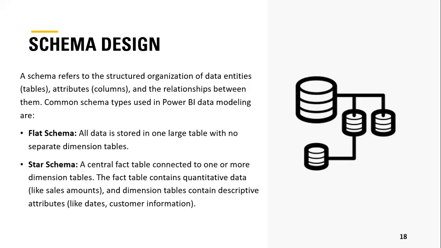The next one is the star schema. In a star schema, you have a central fact table connected to one or more dimension tables. The fact table contains quantitative data. When we're talking about quantitative data, we're talking about numbers, right? So the fact table basically contains the numbers, while your dimension table describes your fact table. So you're having something like date, customer information, the sales rep information. It's more like a description of what's contained in the fact table.